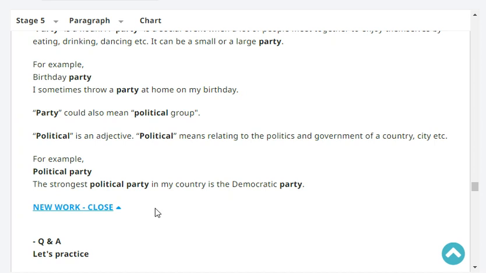Political is an adjective. Political means relating to the politics and governments of a country, city, etc. For example, political party. The strongest political party in my country is the Democratic Party.